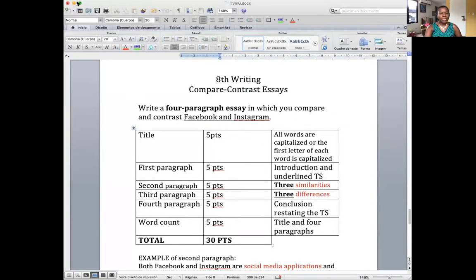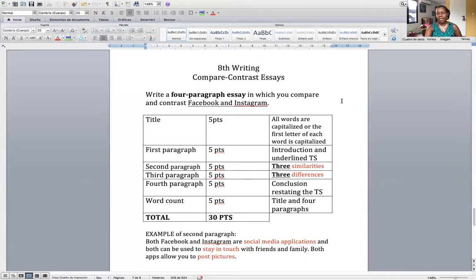In this last module, you're going to be writing a comparison contrast essay, which is going to be the same topic that you worked on in module 5. So let's get right to it. In module 5, you were asked to list the similarities and differences between two social media applications, Facebook and Instagram. You're going to use that same information to write a comparison contrast essay.